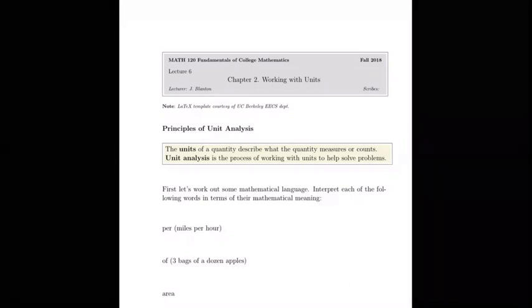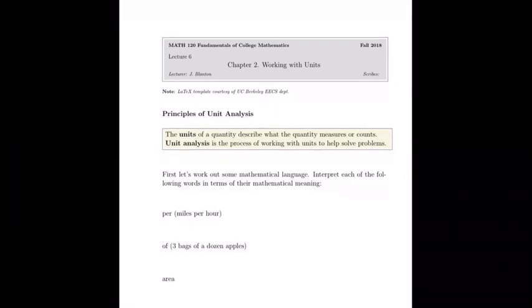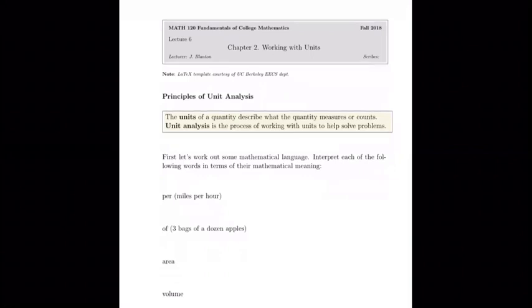So the units of a quantity describe what the quantity measures or counts. In other words, units of feet measure a distance or length, and units of miles are also a measure of length. Gallons measure liquid contents or fluid contents, volume, really, and so on and so forth. Seconds measure time. And unit analysis is the process of working with units or analyzing units to help solve problems.